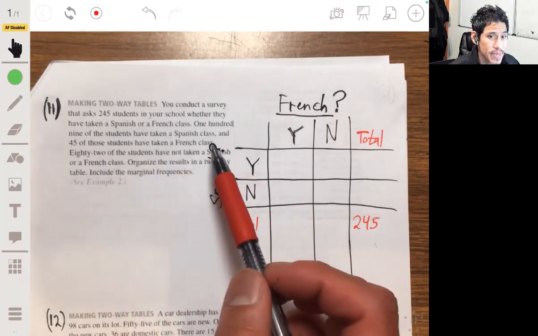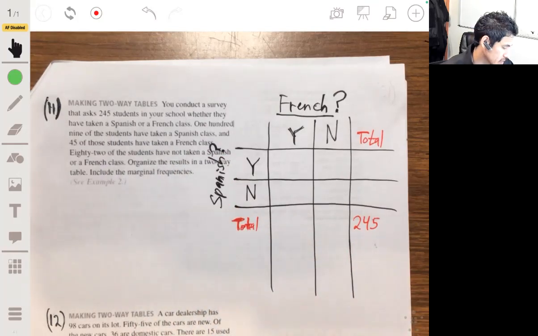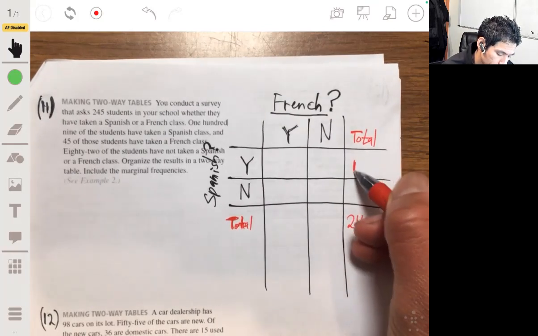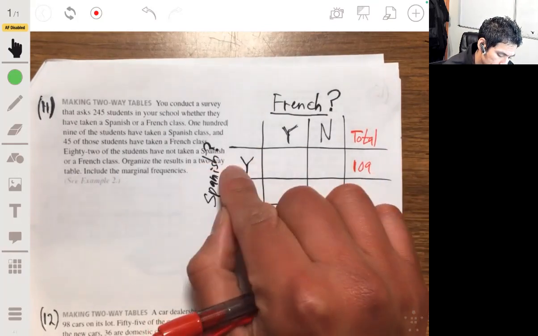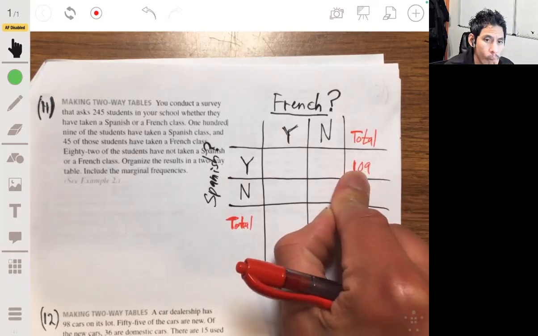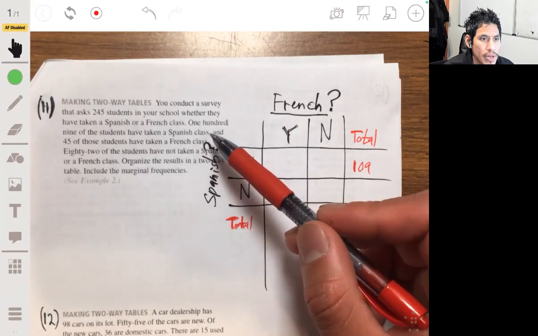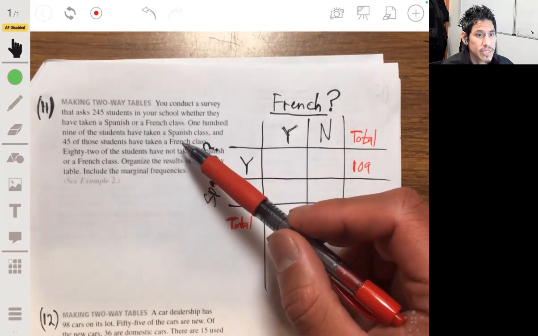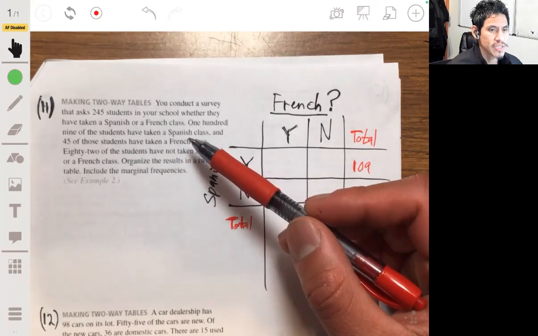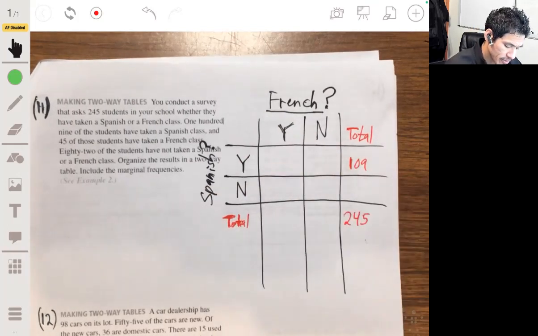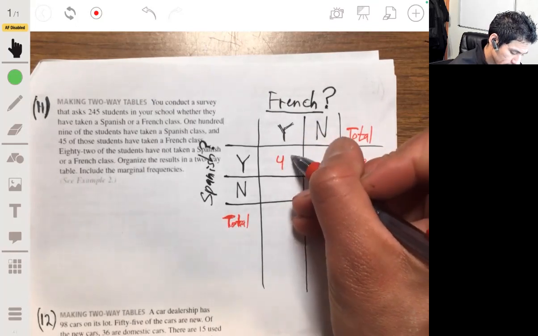We got 109 of the students have taken a Spanish class. So where would the total Spanish class be? Well, right here. Spanish, yes, 109 total. And 45 of those students have taken a French class. So out of these 109, 45 of them we would put here because that's a yes for French.